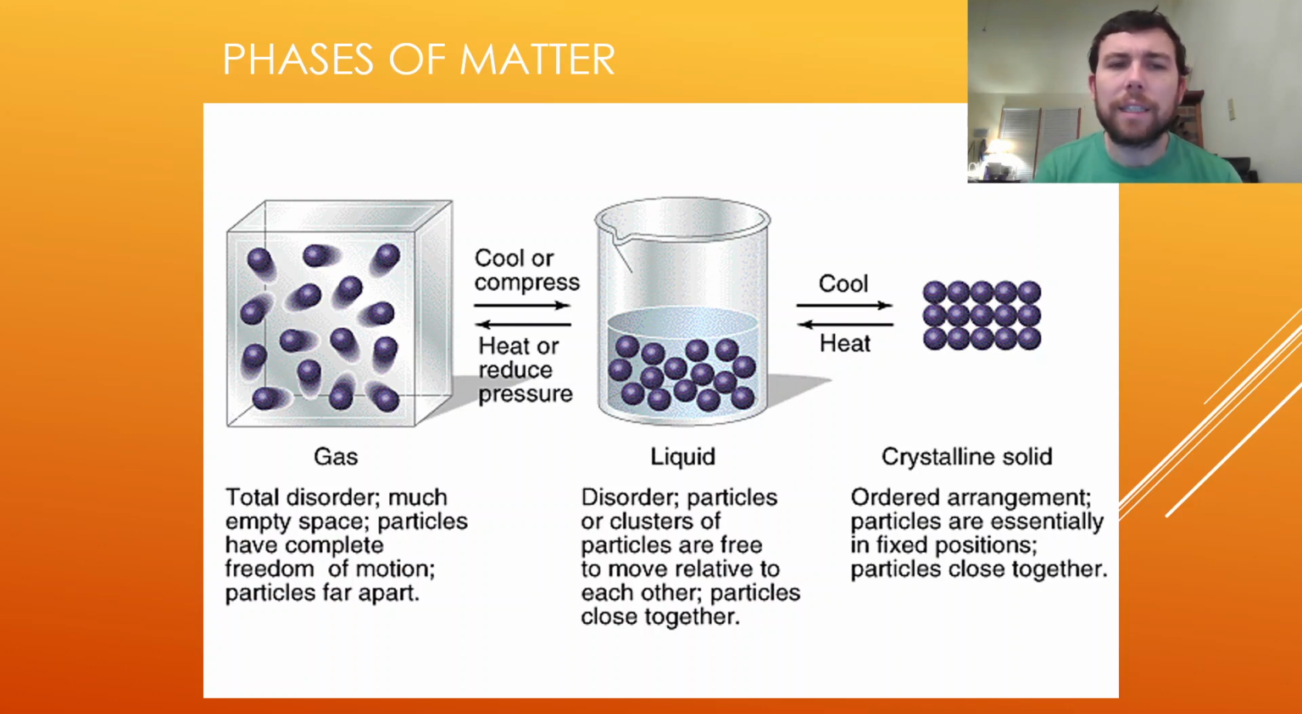We see that gases are very disorderly, with a lot of empty space, and particles have a lot of freedom to move. Liquids have a little bit of disorder; you've got particles or clusters that are free to move over each other. Within solids, there's an orderly arrangement. These are probably representations you've seen since middle school science. As you add or remove heat, that's what allows us to change between our different phases of matter.